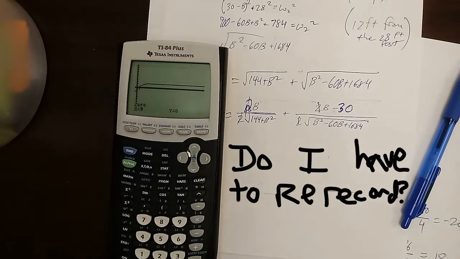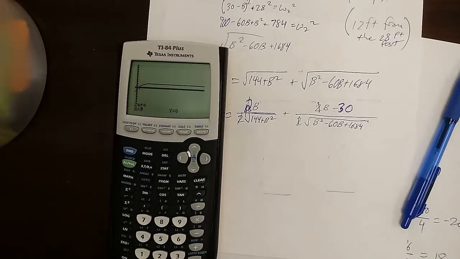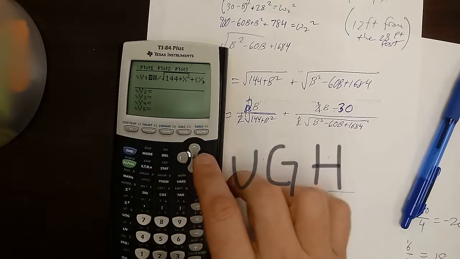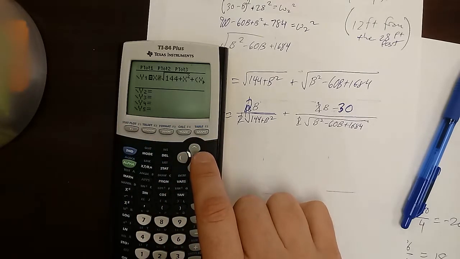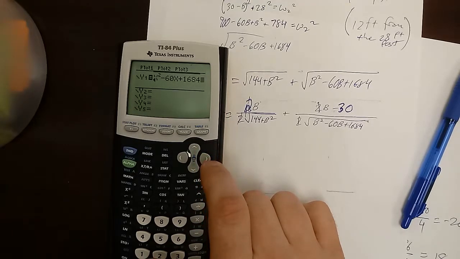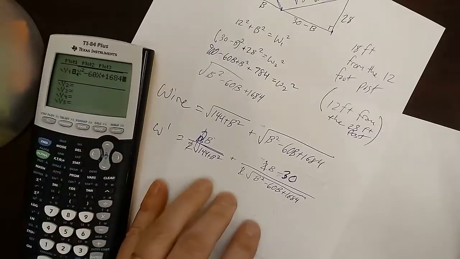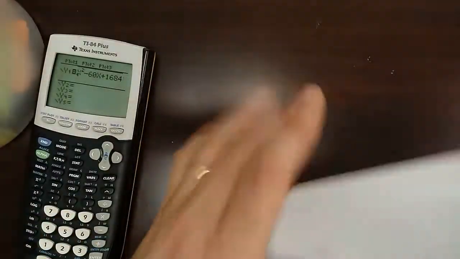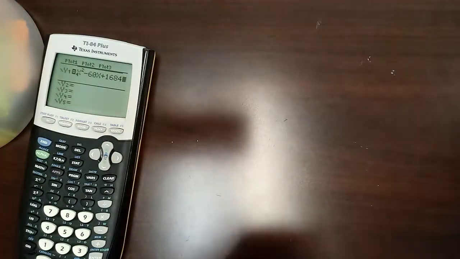Crap. They got 9. Where did I make a mistake? First, I want to make sure I didn't make a mistake in here. Okay. So, I quit. No. So 9 would be the right answer then. That means that, and this is just infuriating.